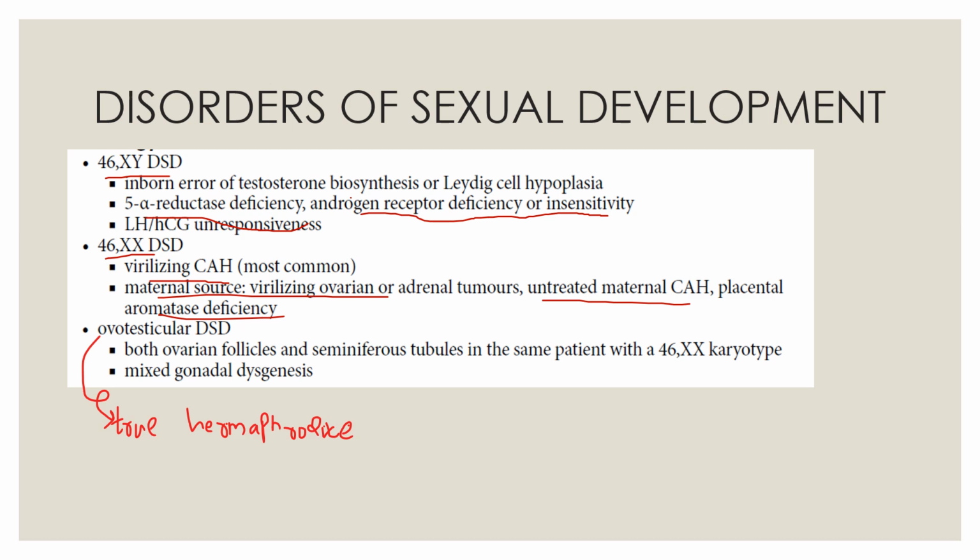Okay. Now there is an ovotesticular variety, which is a true hermaphrodite. They are having both ovarian follicles and seminiferous tubules in the same patient, but they'll have a 46XX karyotype. They have a mixed gonadal dysgenesis.